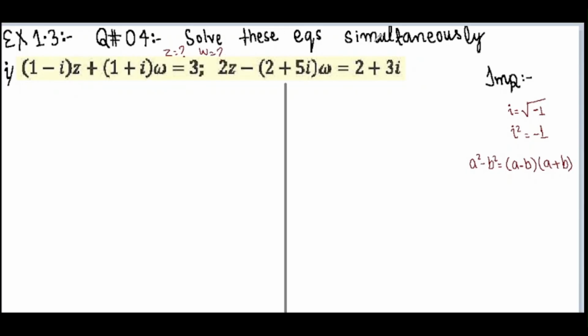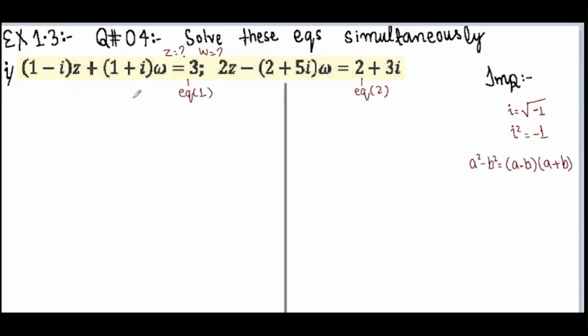Now, how to solve any equations simultaneously? It means that we have to solve the given equations together. We have to use both these equations to find the values of these variables. So, we are going to start with these two equations. First of all, we are going to write this one as equation 1 and this one as equation 2.